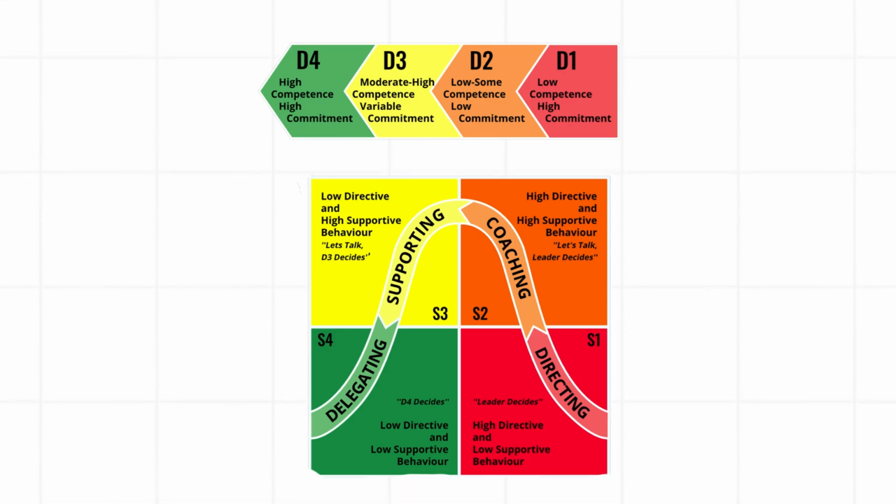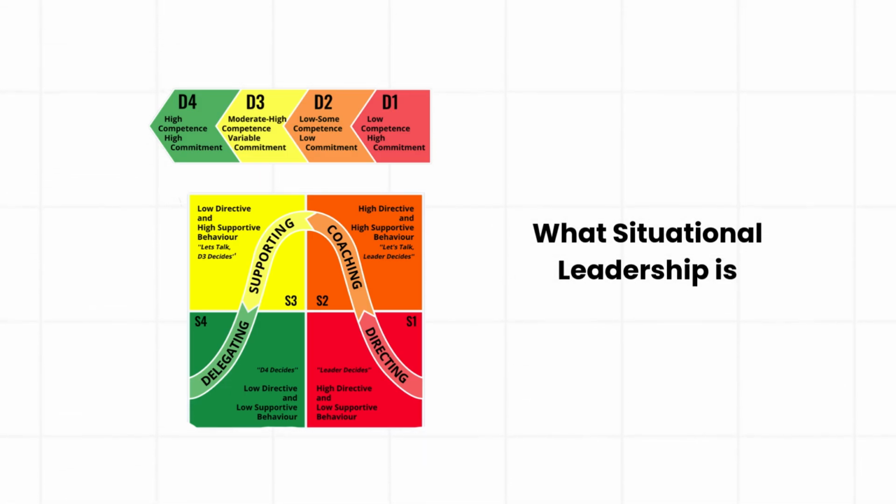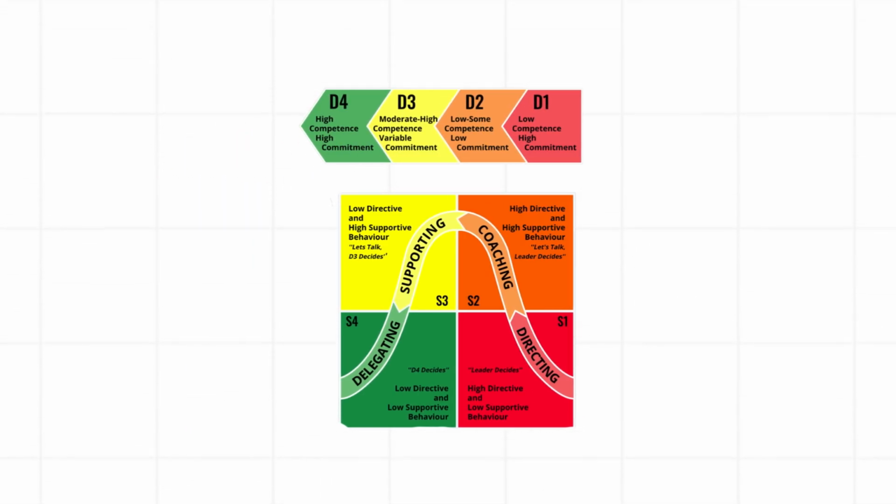And we're going to do that by looking at a model called situational leadership. We're going to explain what situational leadership is, what it involves, and how you can use it, so that at the end of the video you will be able to apply actionable things that you can take away and use with your team straight away.